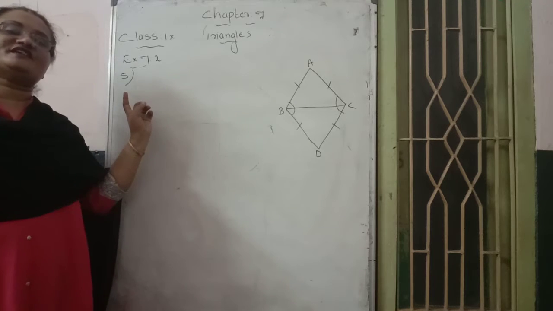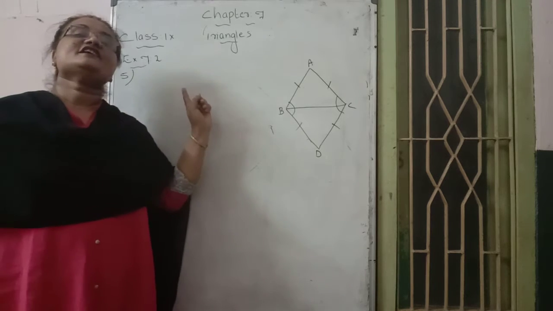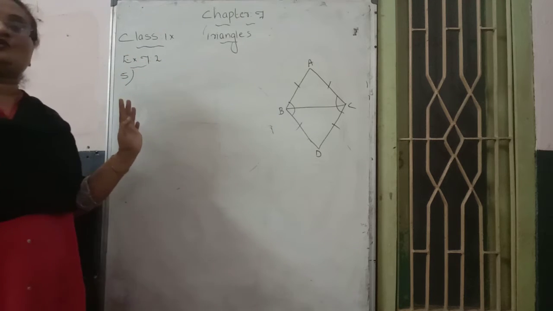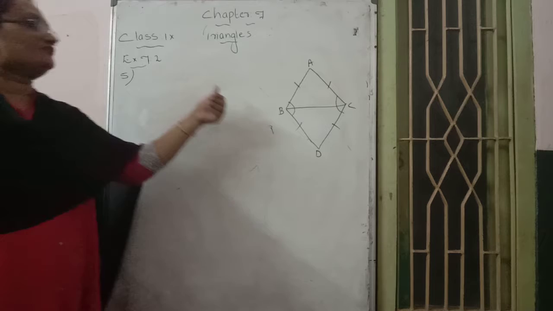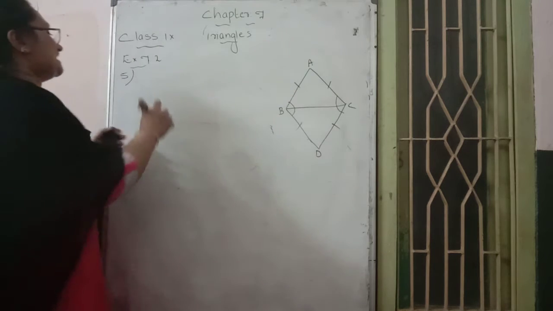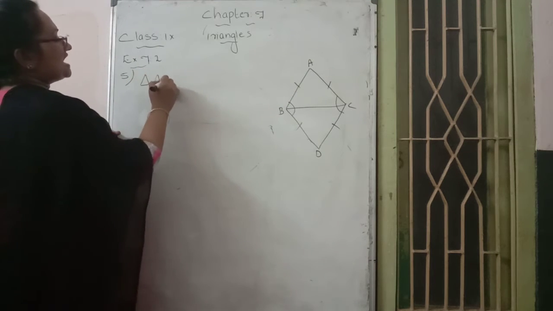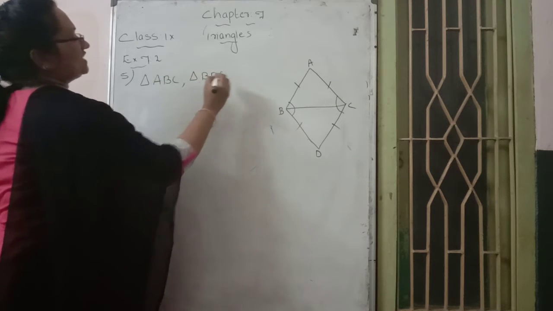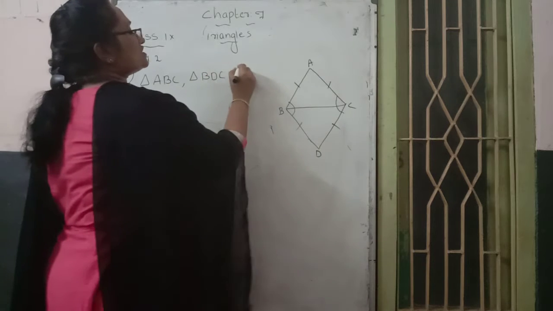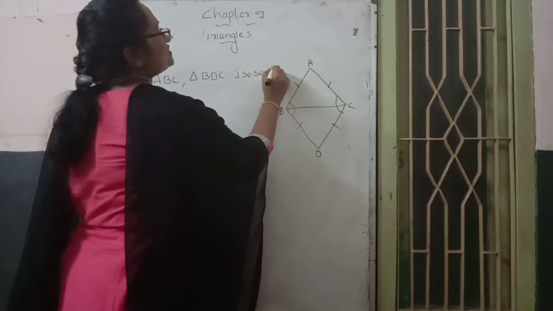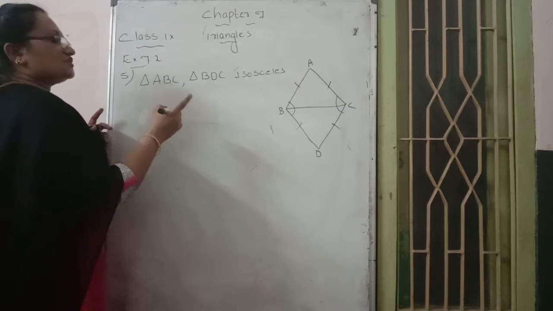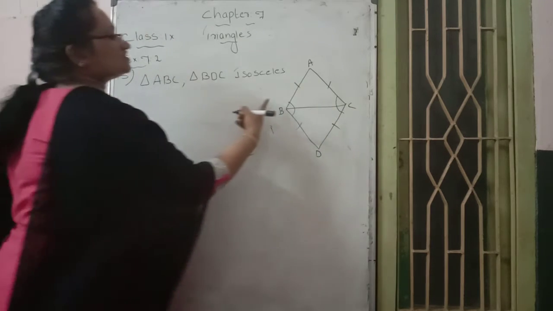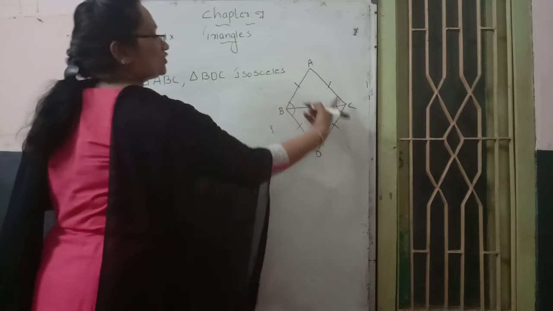Now we are going to discuss Chapter 7, the Triangles chapter, Exercise 7.2, fifth question. In the fifth question, they have given that triangle ABC and triangle BCD are both isosceles triangles. The isosceles property is already marked in the diagram.